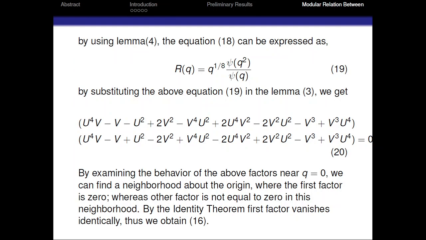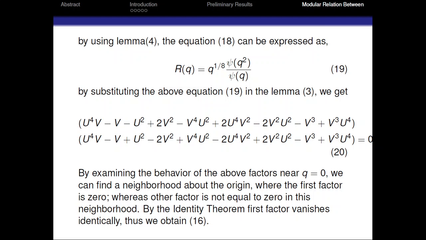Using lemma 4, we get equation 18 expressed in the form of r of q is equal to q power 1 by 8 into psi of q square divided by psi of q, which I have taken as equation 19. By substituting the above equation in 19, using lemma 3, we get the form of u power 4 into v and so on, and that value becomes 0. That is equation 20.